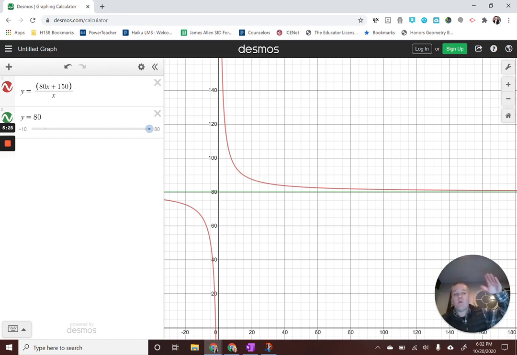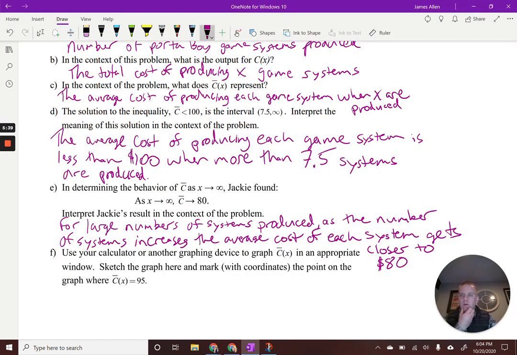But as we go up, it's getting cheaper and cheaper, but only to an extent, right? It's approaching $80 per system to produce these things as we produce more and more systems. And there we have it. For large numbers of systems produced, as the number of systems increases, the average cost of each system gets closer to $80. The more you make, the cheaper it gets.